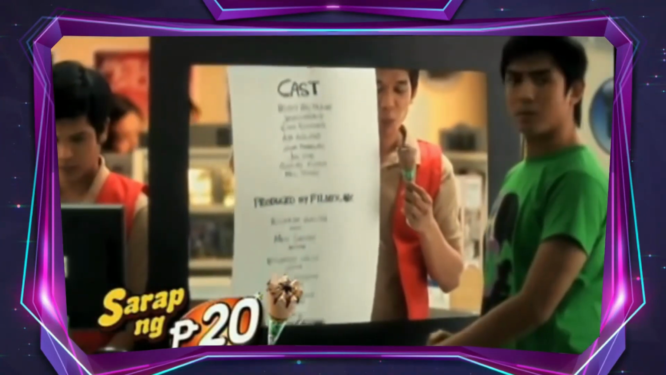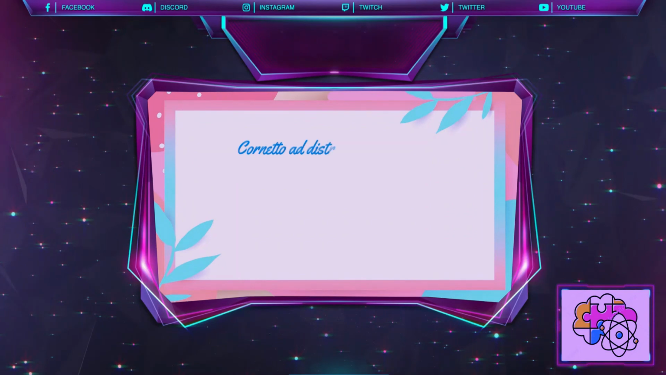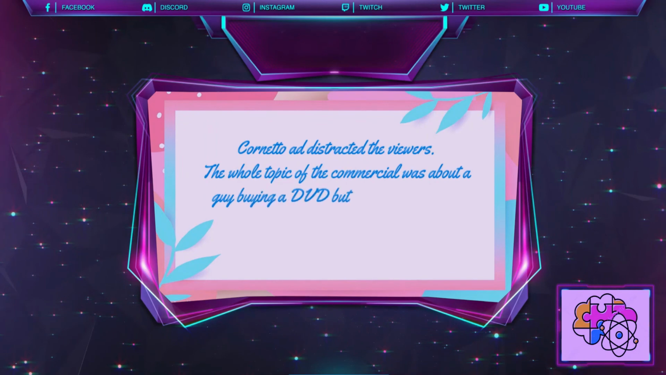Sarap ng 20. The Cornetto ad distracted the viewers. The whole topic of the commercial was about a guy buying a DVD, but instead the viewers are distracted by the cheapness of the ice cream.